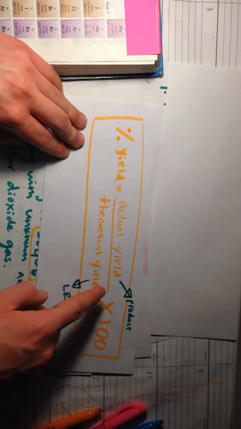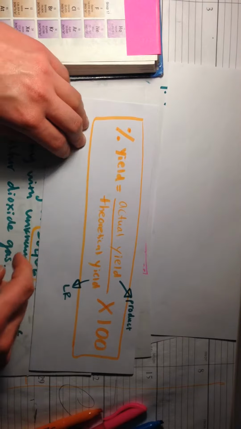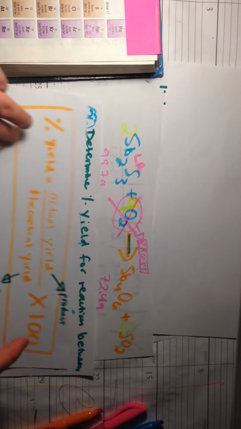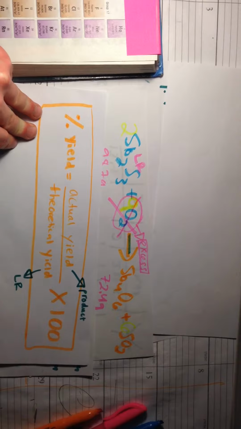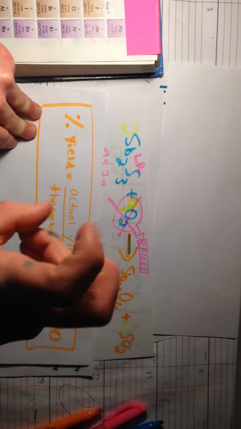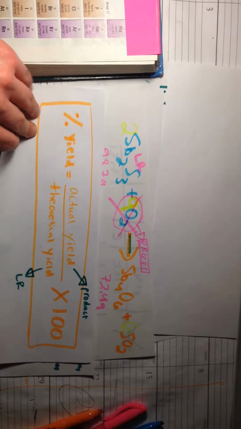Because eventually our goal is this. Our product divided by our limiting reactant equals our percent yield. So we know our product is 72.4 right off the bat. So we're solving for the theoretical yield, or the limiting reactant, basically.